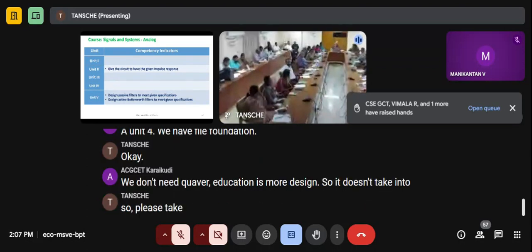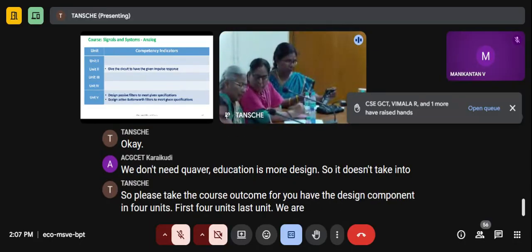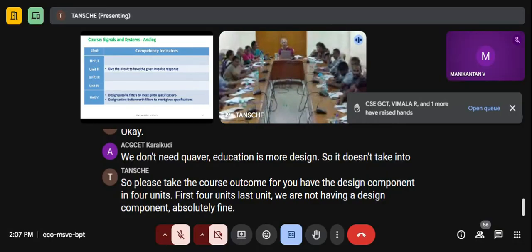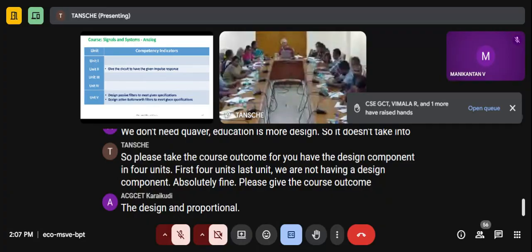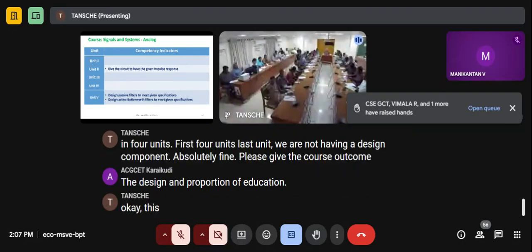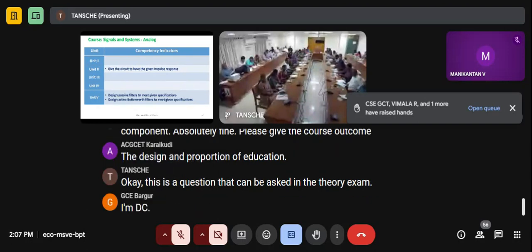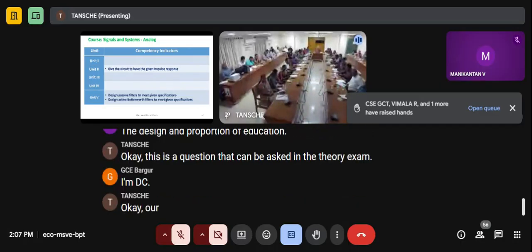Okay, so please state the course outcome. So you have the design component in 4 units, first 4 units. Last unit we are not having a design component. Absolutely fine. Please give the course outcome. Design and proportion of shallow foundation and pile foundation. Okay, this is a question that can be asked in the theory exam. Our focus right now is on the theory course.